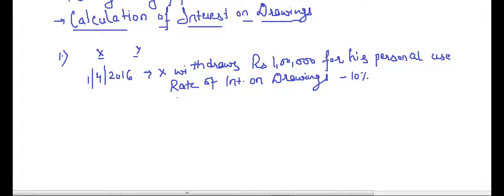Now X is using this money for the whole year, so we'll charge interest for the whole year. That is, X withdrew on 1/4/2016. Okay, and now we'll charge interest. What will be the amount of interest?